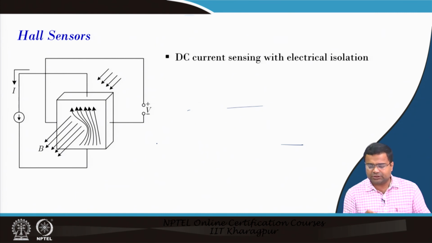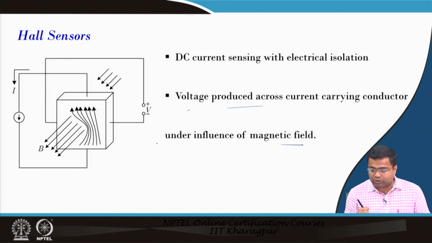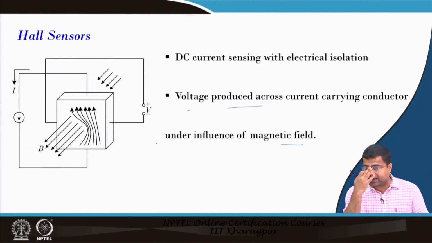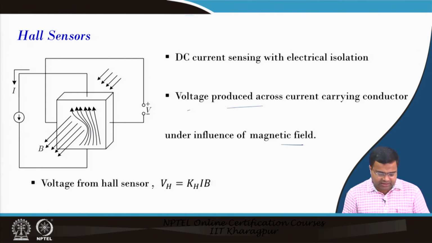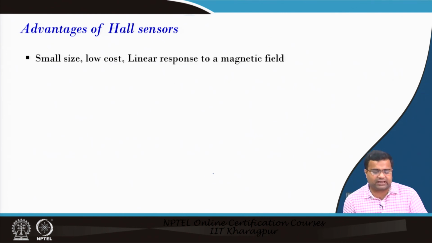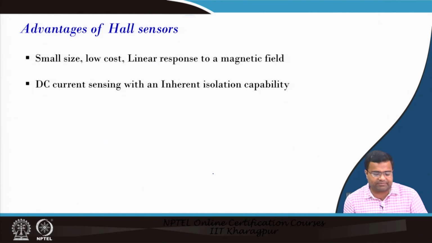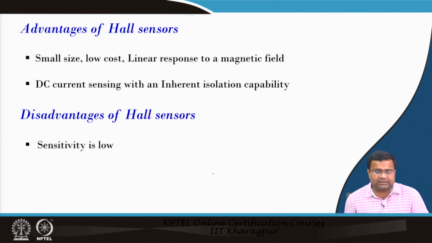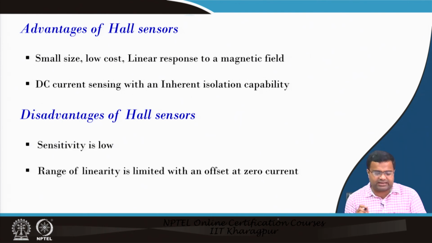So, that means DC current sensing with electrical isolation, there is no physical connection, and the voltage is produced across the sensor under the influence of the magnetic field from the current-carrying conductor. This Hall voltage is nothing but a constant times I into B, where I is the current flowing through it and B is the magnetic flux density. The advantages of the Hall sensor are small size, low cost, linear response to the magnetic field, and DC current sensing with inherent isolation capability. The disadvantages are low sensitivity and a limited range of linearity.